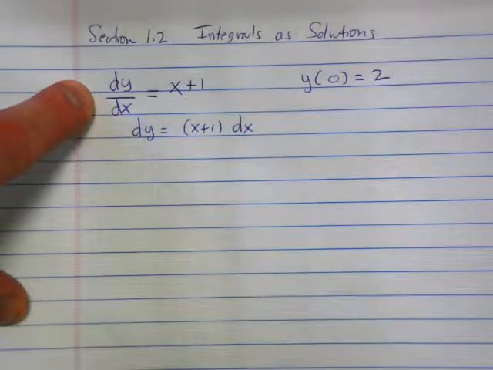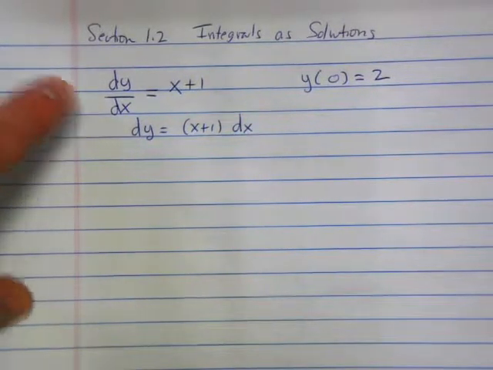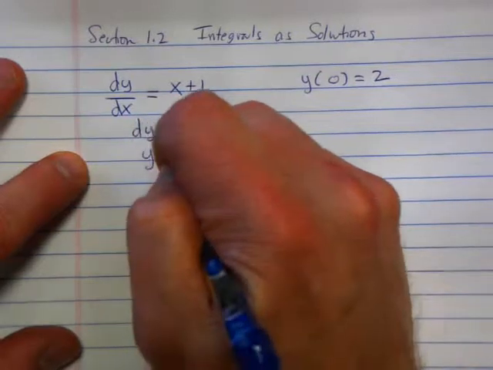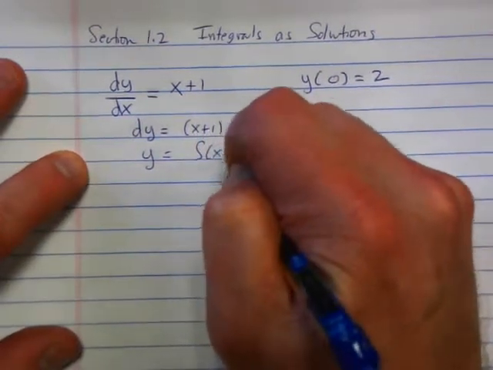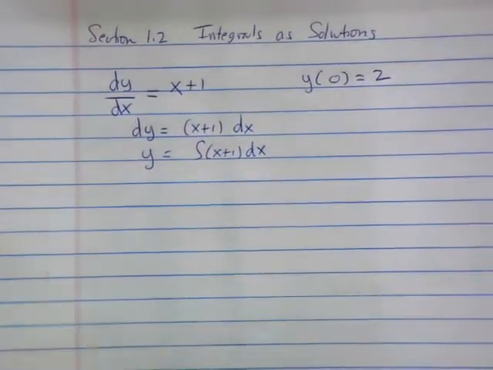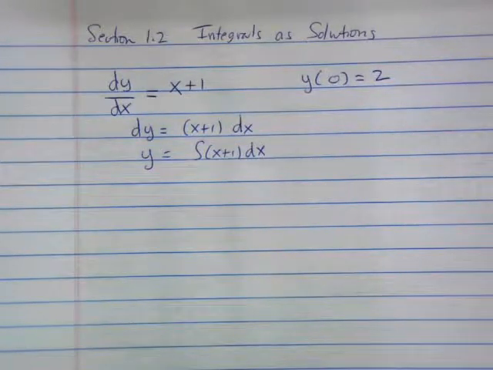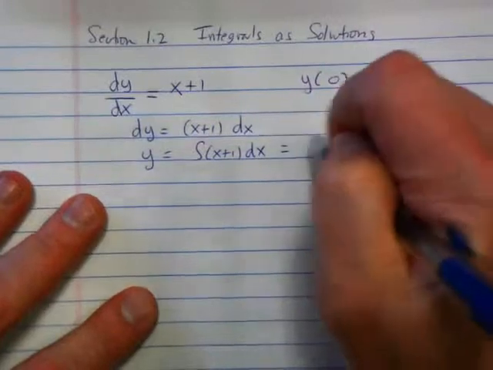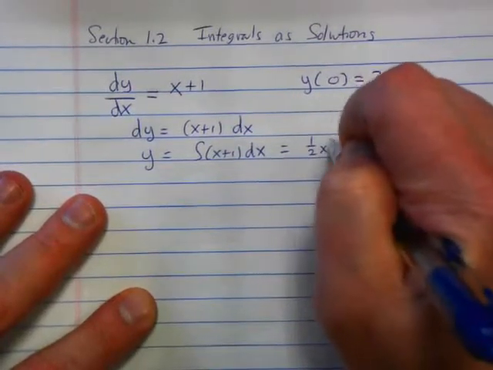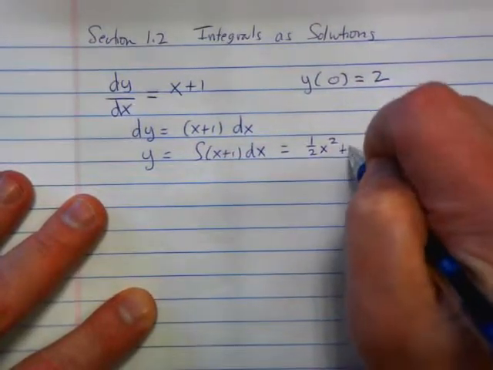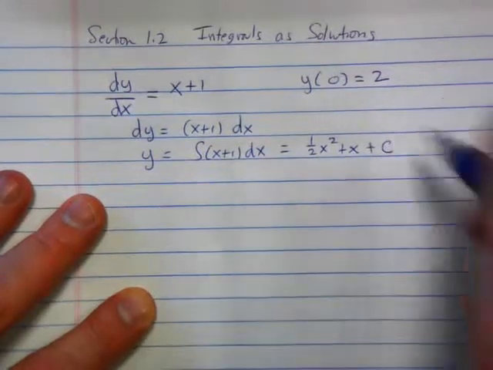Integrals do what to derivatives? Cancel them out. They're inverses. So y is the integral of x plus 1 dx. And that's why this section is called integrals as solutions. We simply integrate, and that gives us the answer. So that's going to be 1/2 x squared plus x plus c.